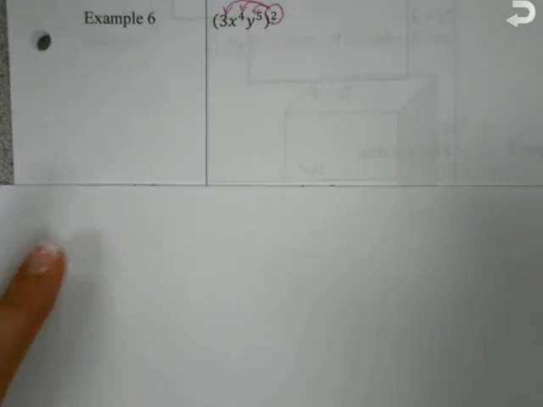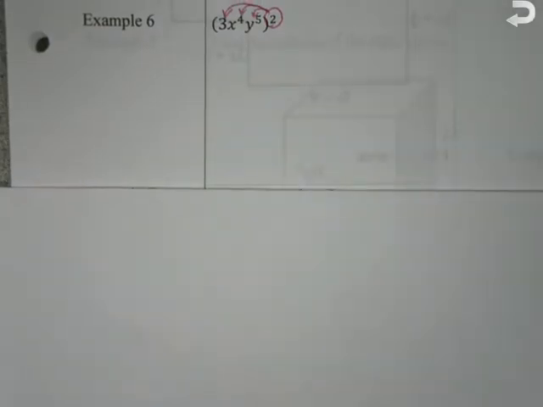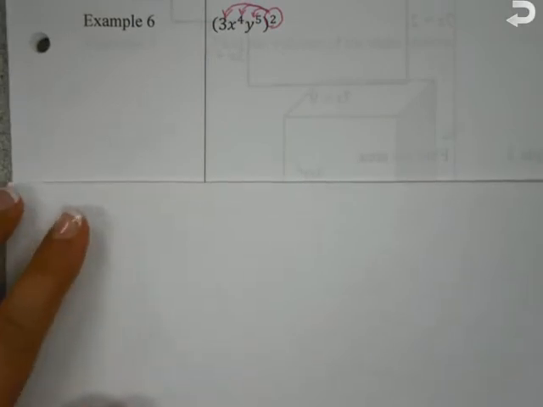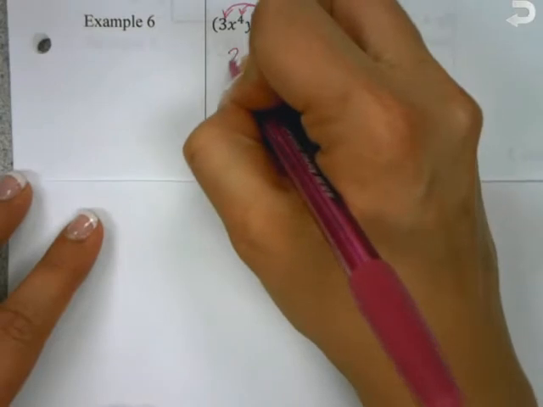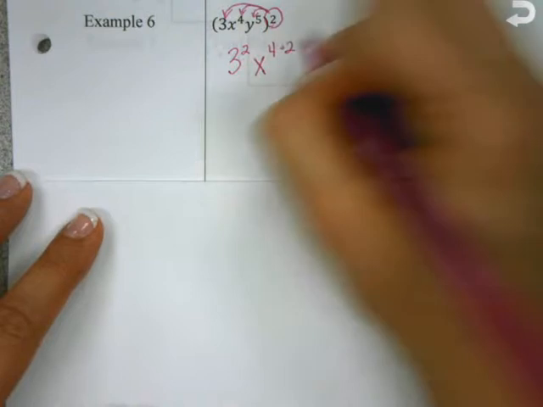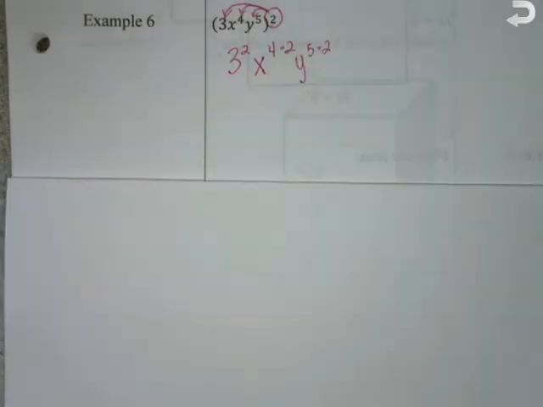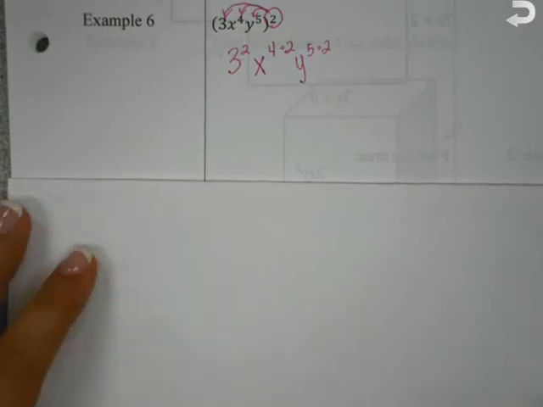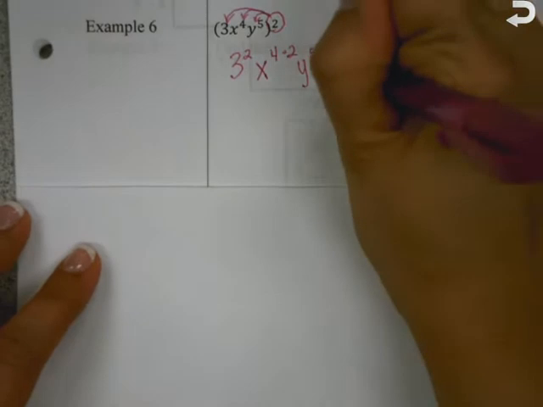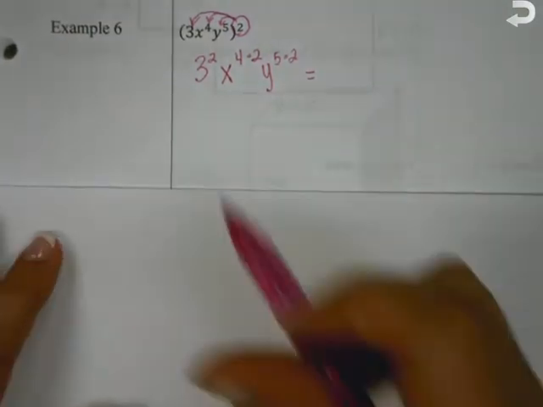3 again. 3 to the 2nd power. X to the 4 times 2. Perfect. X to the 4 times 2. Then y. Good. Y to the 5 times 2. Perfect. Okay, so now I have to simplify. How do I simplify, Jocelyn? You got it right. What's 3 to the 2nd power? 3 times 3, which is? 9. 9. X to the 8th power and y to the 10th power. Perfect. 9x to the 8th, y to the 10th.